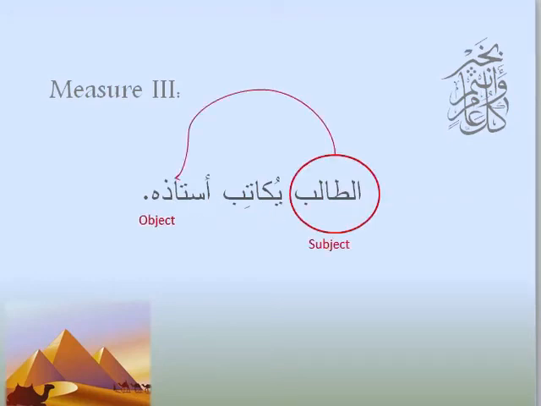But the thing to point out here is, who is our subject? It's the talib. Who's the object? It's the ustadh. Okay. So yes, it's a mutual action, but who are we talking about? We're talking about the student. Although by definition this verb means that the teacher writes back.